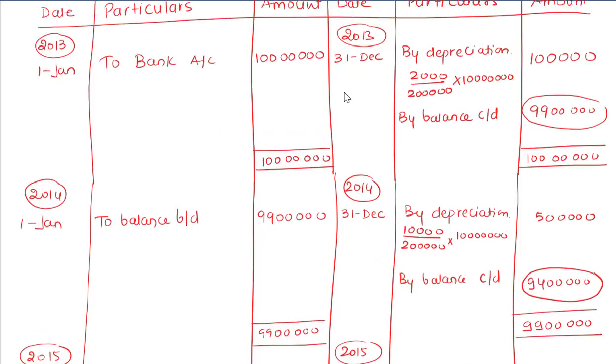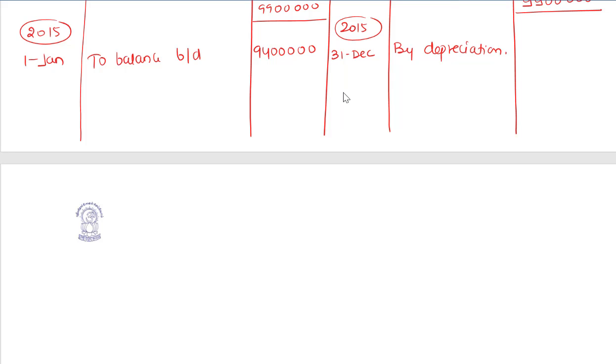15,000 tons divided by 2 lakh tons multiplied by 1 crore. Do it on your calculators quickly. 15,000 divided by 2 lakhs multiplied by 1 crore is 7,50,000.